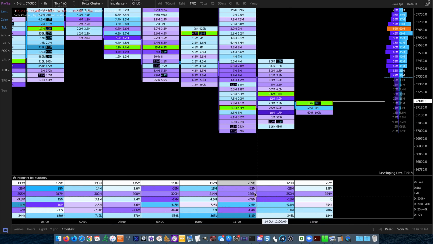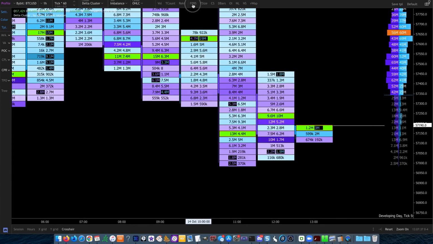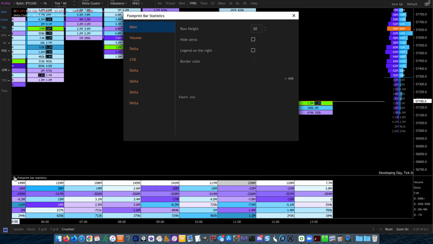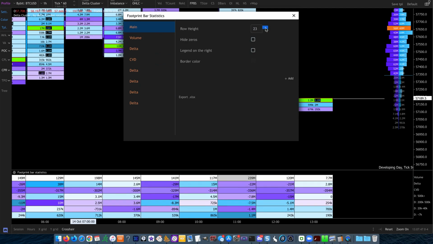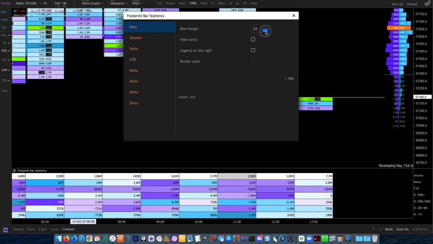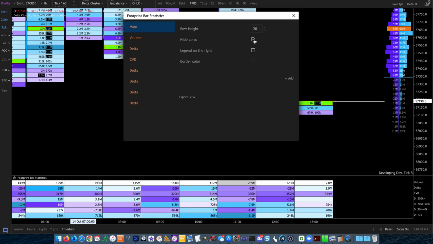Now, how do you set this thing up here? Well, you're going to click FPBS. You're going to click the little gear icon here, and you will actually be able to add or remove bars here. So you can decide how high you want this to be. You can make it taller. You can make it smaller. You can hide the zeros if you want. Over here for the volume, you can change the color and stuff like that.